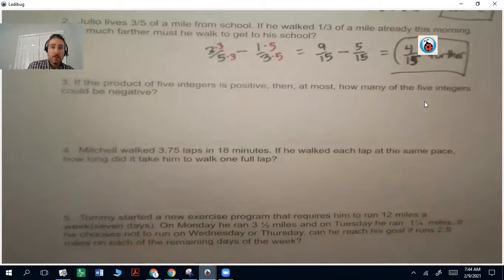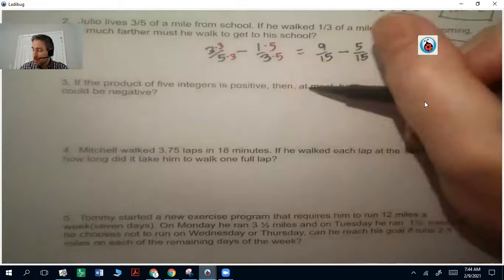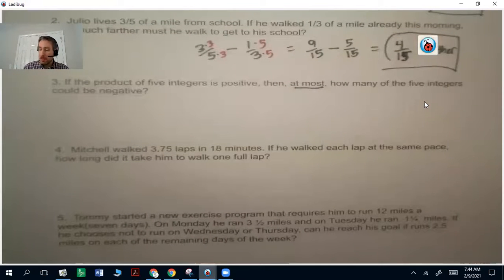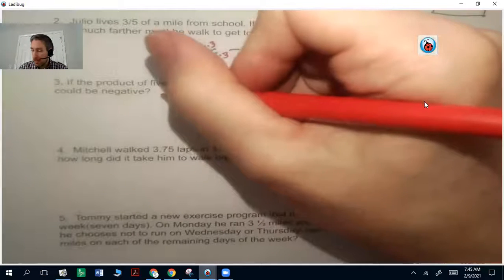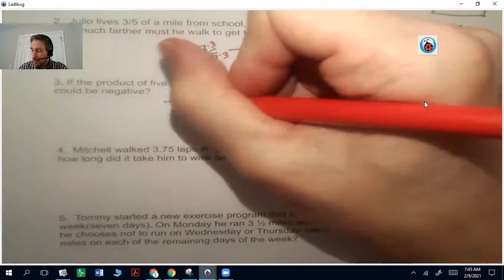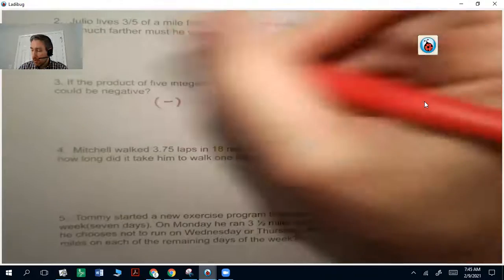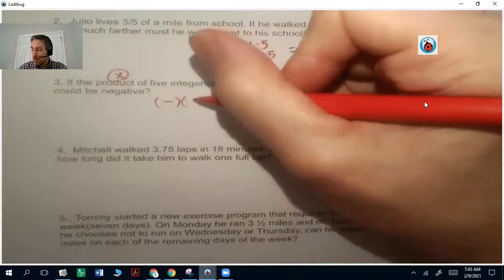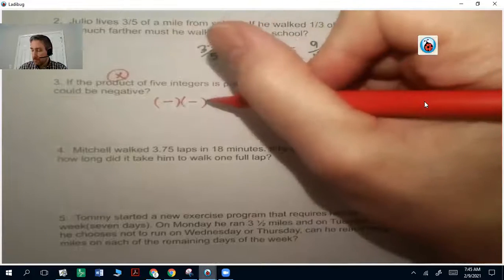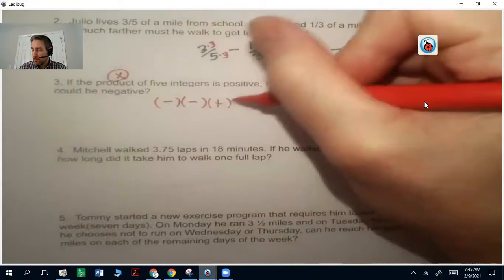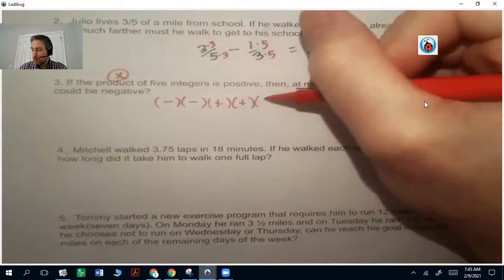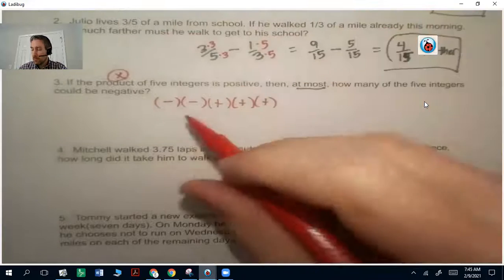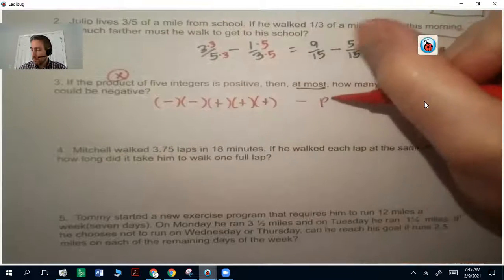Question 3. If the product of 5 integers is positive, then at most, how many of the 5 integers are negative? Well, let's play around with this. So let's see, you got a negative. Product means times, so negative times negative is a positive. So that would give you a positive.